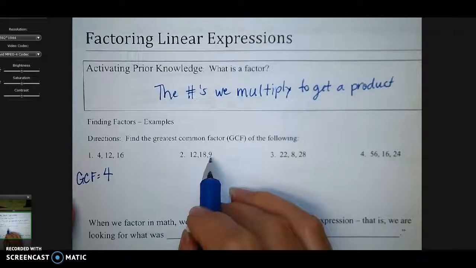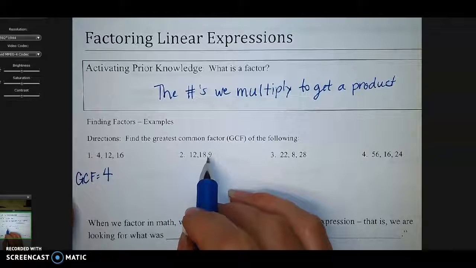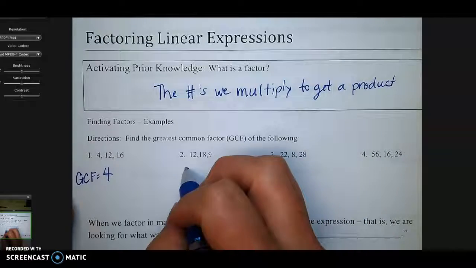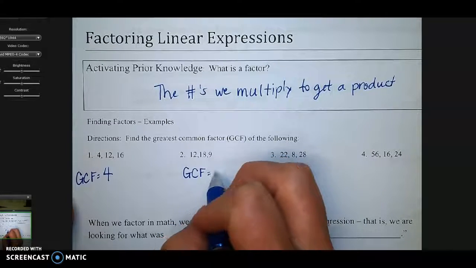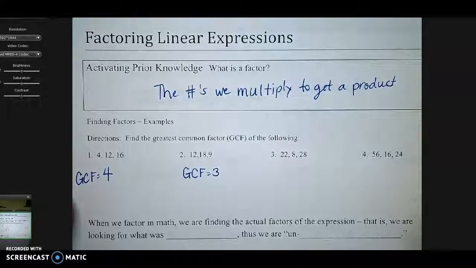12, 18, and 9. 9 is a factor of 18, but not of 12. So I know my greatest common factor will be less than that. So 3 would be the next factor there, and that does indeed work for all of them. 12 divided by 3 is 4, 18 divided by 3 is 6, 9 divided by 3 is 3.